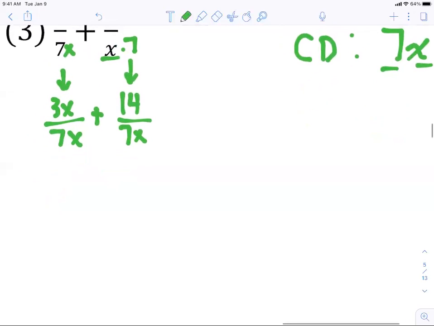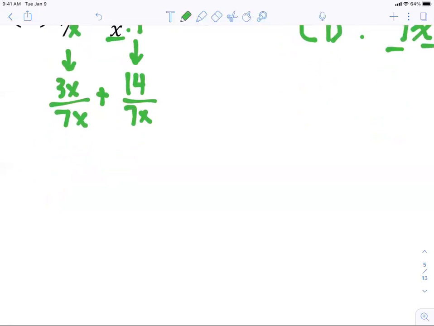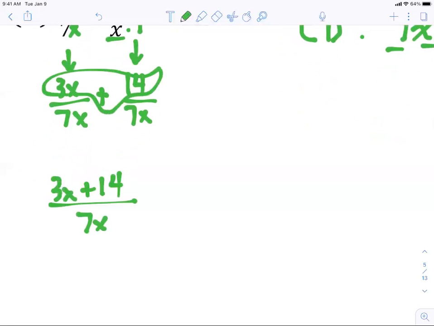Now that we have common denominators, we're right back where we were in the first two examples. Common denominator becomes our one piece, and we do what the numerator says. We take 3x plus 14, and that goes on top. Now, typically we would look to see if this factors anymore. This one doesn't, because 3x plus 14, GCF is 1, so can't simplify anything else, and that is our final answer.